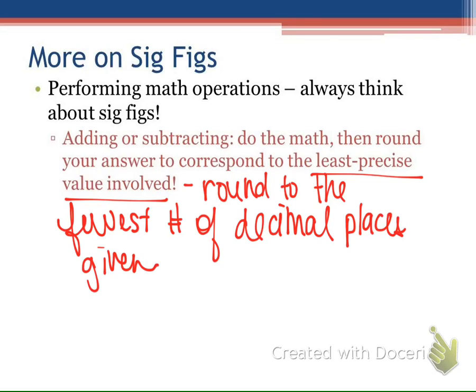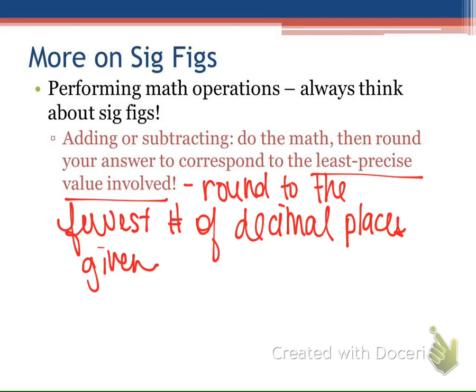So you need to start making this connection. When you add and subtract, you're looking at number of decimal places. That will have to correspond with your final answer. And this can make some people pretty uncomfortable. It makes me pretty uncomfortable to sometimes have to leave my answer in whole numbers when I think there should be decimal places. But that's how it goes.